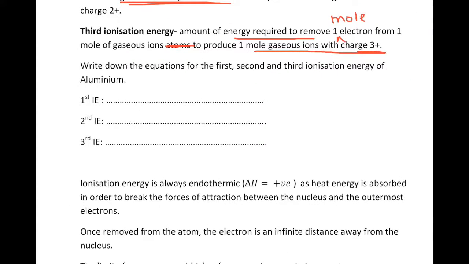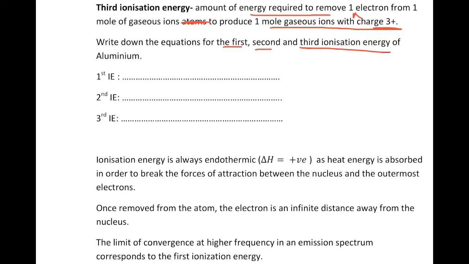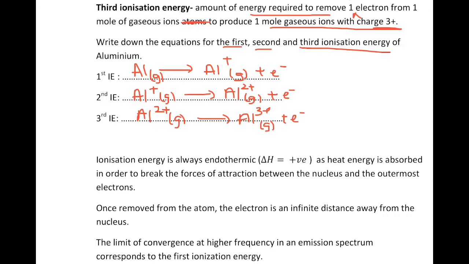Now write down equations for the first, second and third ionization of aluminium. So that's what you have. For first ionization energy, you're starting with aluminium atoms in gaseous state. For second ionization energy, you're starting with Al+ gas, and for third ionization energy, you're starting with Al2+ gas.